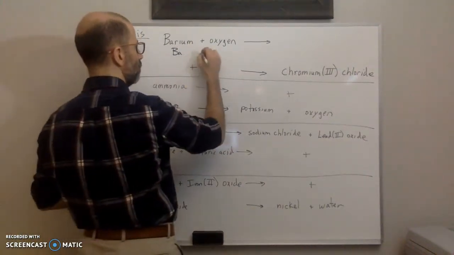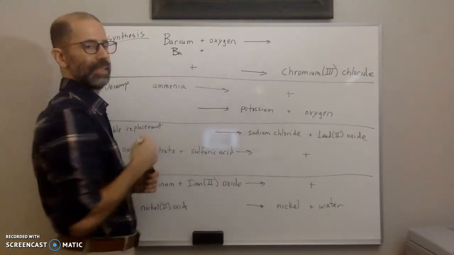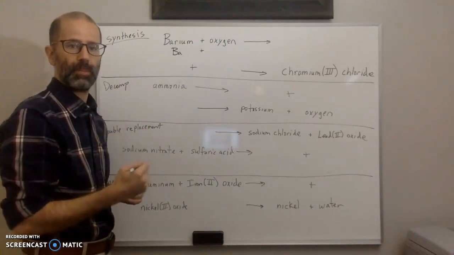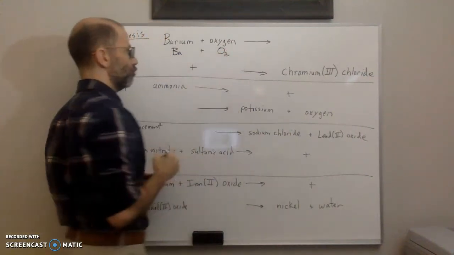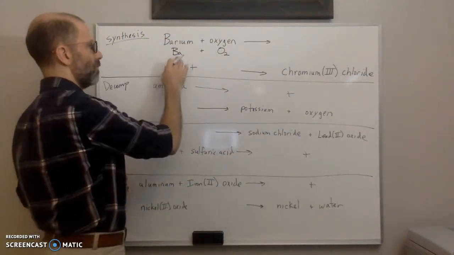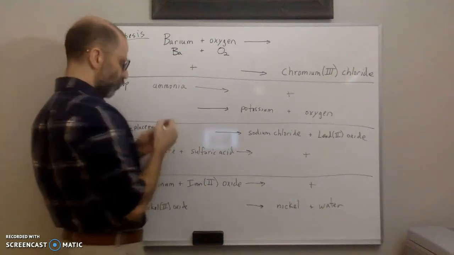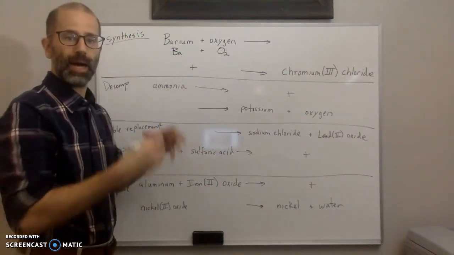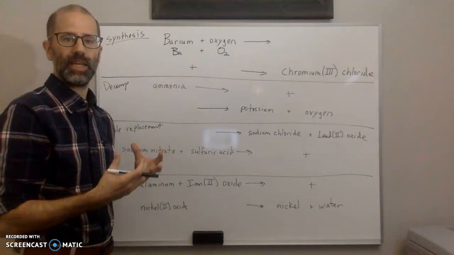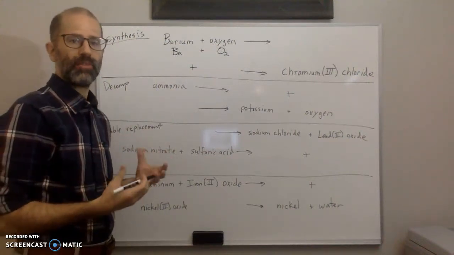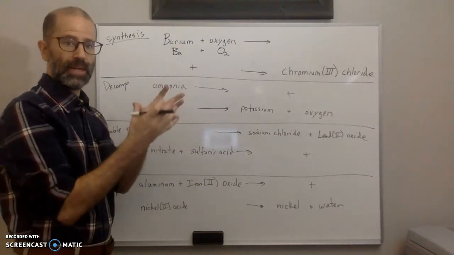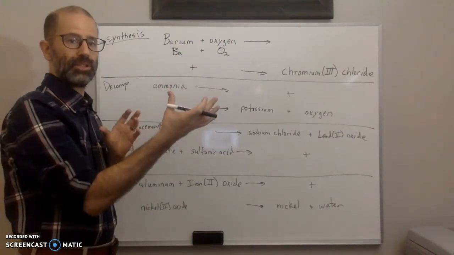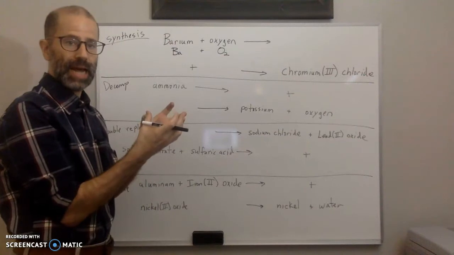So you have barium plus oxygen. Oxygen is a diatomic molecule. You have to remember that. So it's not just O, it is O2. Okay, so we have barium and we have oxygen. Those are going to come together to form a compound with barium and oxygen in them. So what do you think that's going to be? That's going to be barium and oxygen. Barium is a metal, oxygen is a non-metal, so that's going to be an ionic compound.